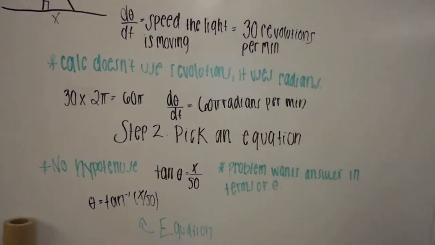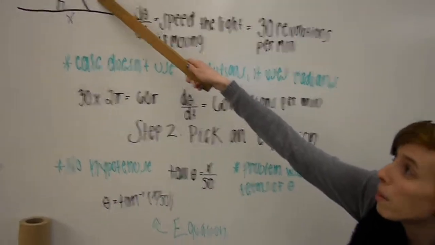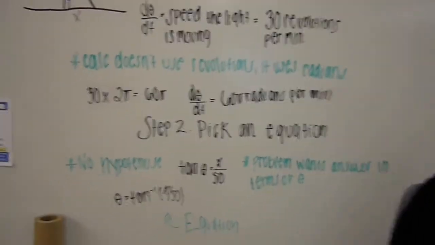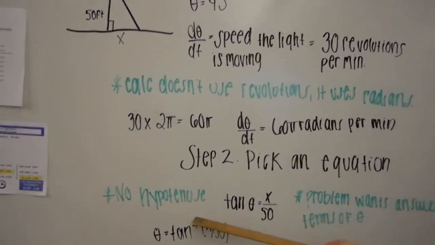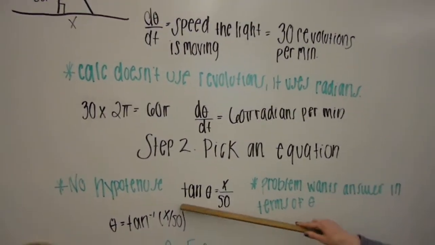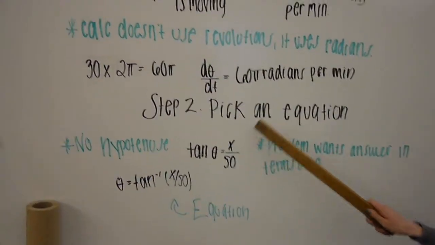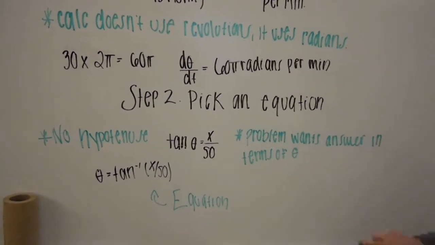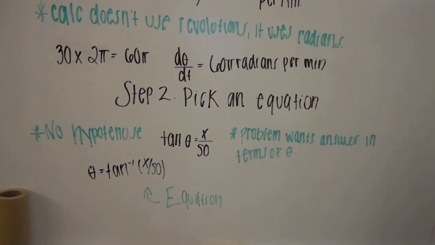Okay. All right, so step 2, we're going to pick our equation. So as you can see, there's no hypotenuse up there. So you're going to use tangent, okay? No hypotenuse. So your equation is going to be tangent theta. That's going to be opposite over adjacent. That's going to be x over 50.